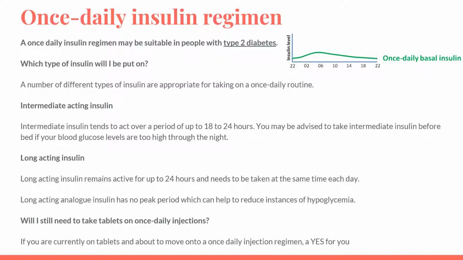Long-acting insulin. Long-acting insulin may be advised if you experience hypoglycemia throughout the day. Long-acting insulin remains active for up to 24 hours and needs to be taken at the same time each day. Long-acting analog insulin has no peak period, which can help to reduce instances of hypoglycemia. The insulin you are put on may be either a synthetic insulin or animal insulin.